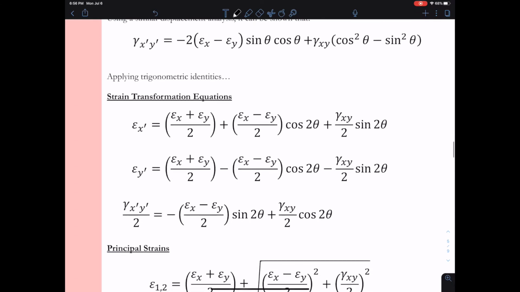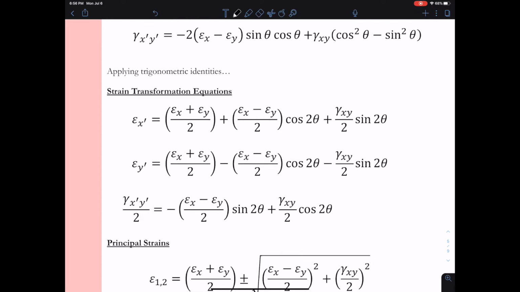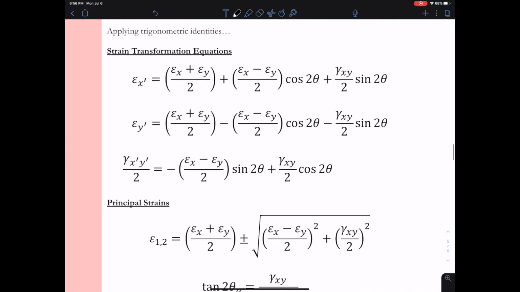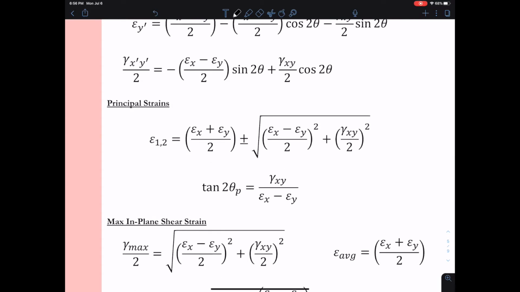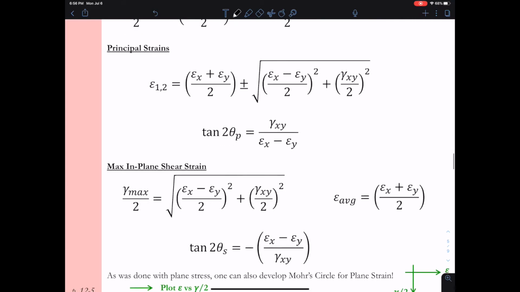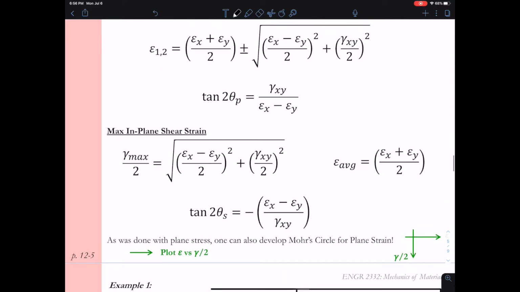Applying our trigonometric identities and shuffling things around, we can develop these strain transformation equations for epsilon x prime, epsilon y prime, and gamma x prime y prime over 2. We can solve for the principal strains. We can solve for the max in-plane shear strain. And then, like we did with plane stress, we could also develop a Mohr circle for plane strain if we wanted to, plotting epsilon versus gamma over 2.